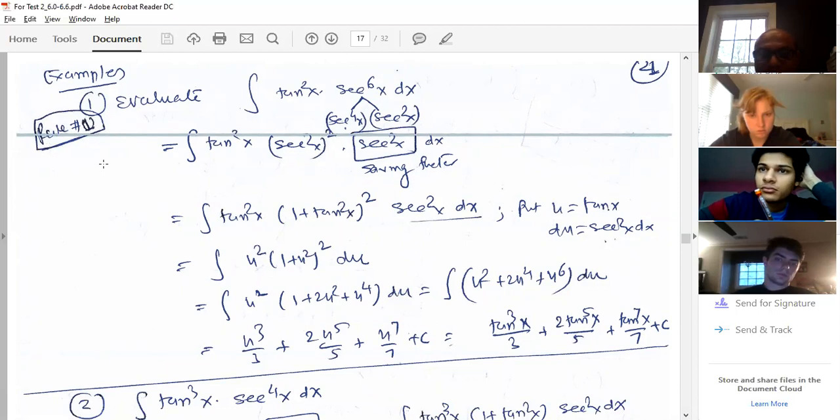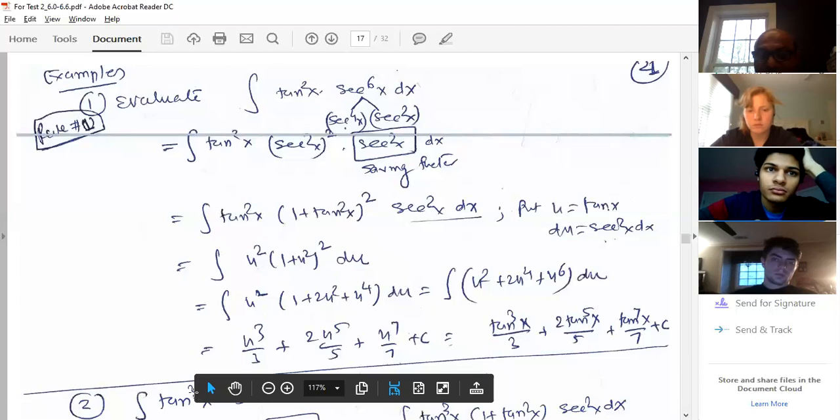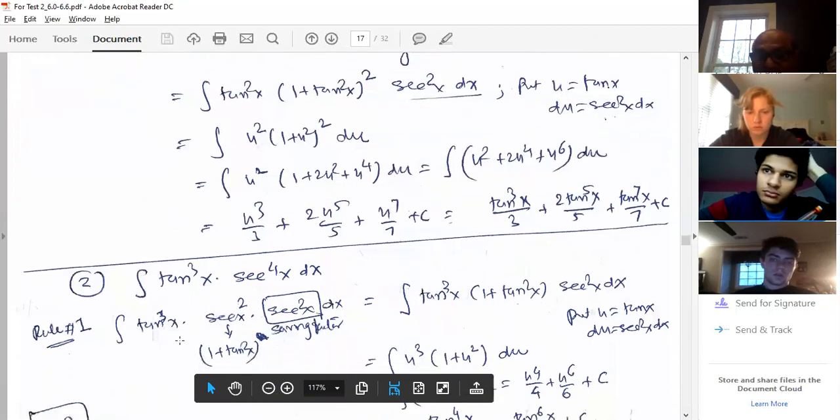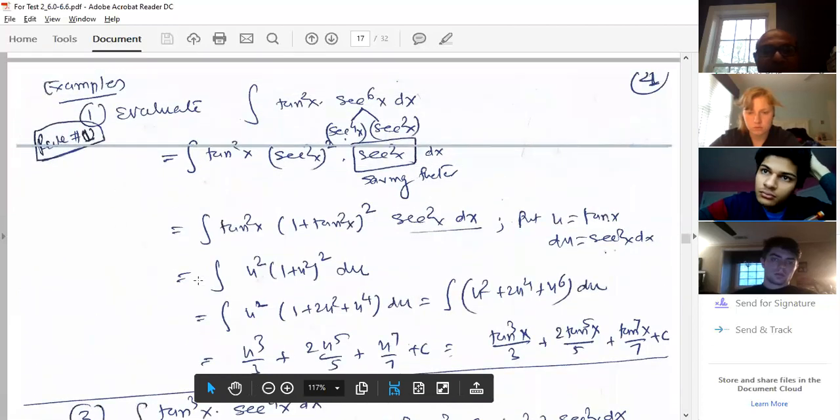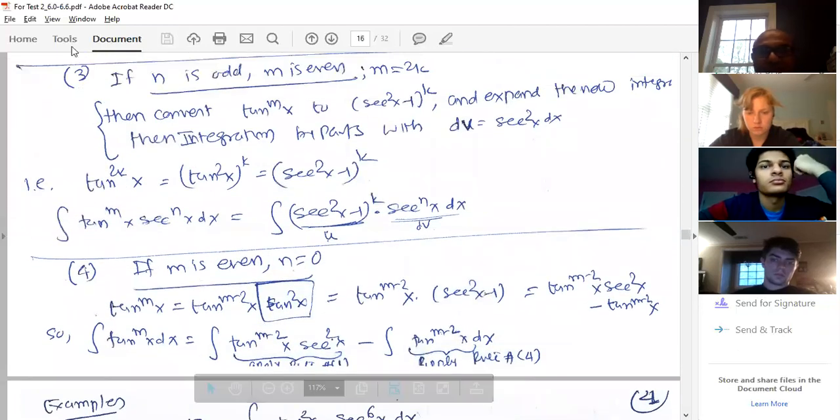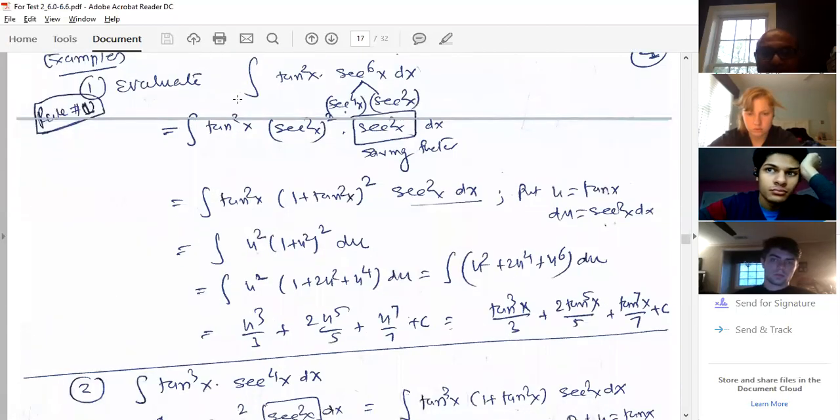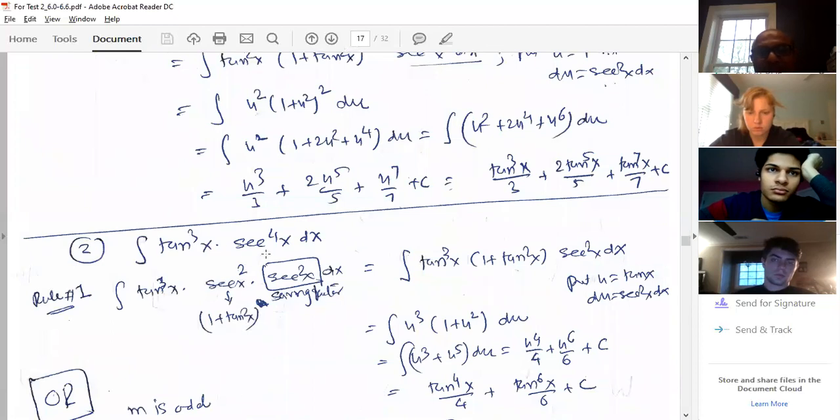My second example is tangent cube x secant to the power 4 x dx. Now you can see m is odd and n is even. I can go for rule number one or I can go for rule number three also. What was my rule number three? Pardon me, rule number three: m is even and n is odd. My tangent to the power m is not even here, and secant to the power 4 x means my n is even. So again, I have to stay with rule number one.